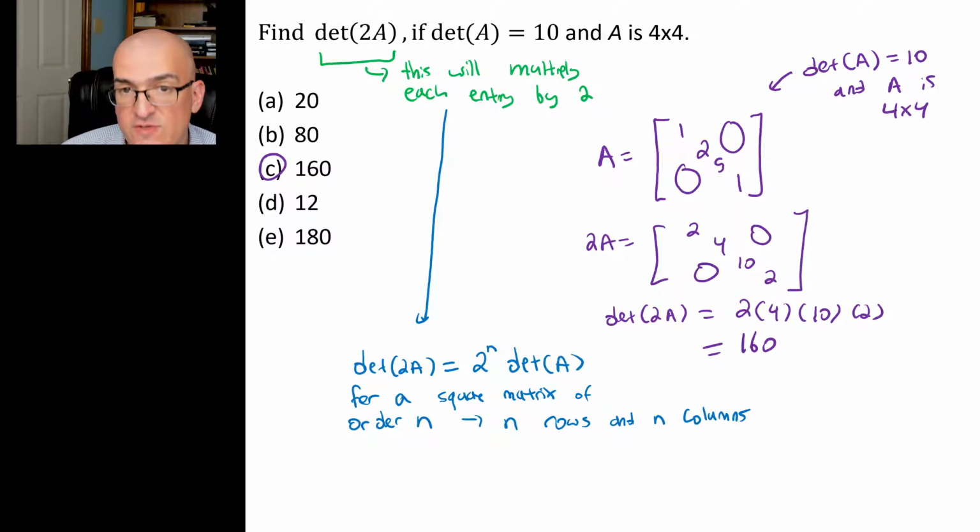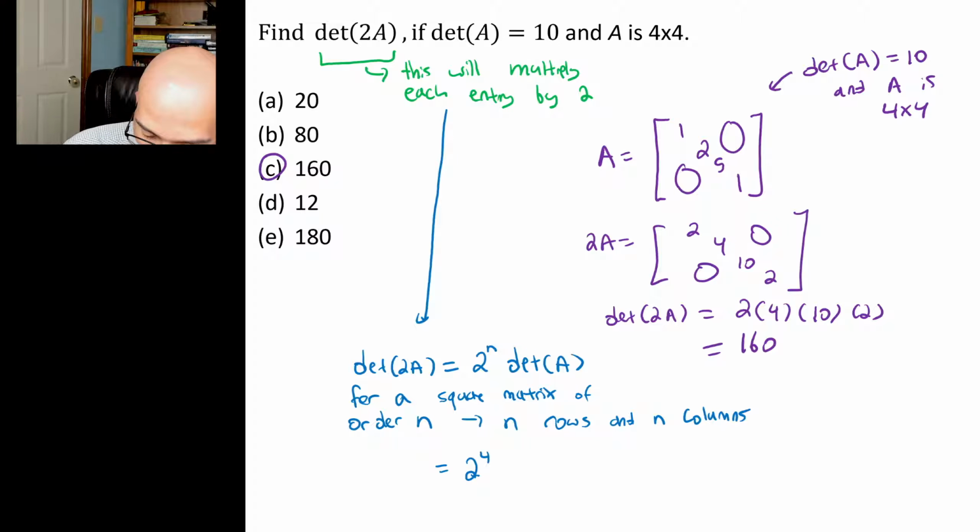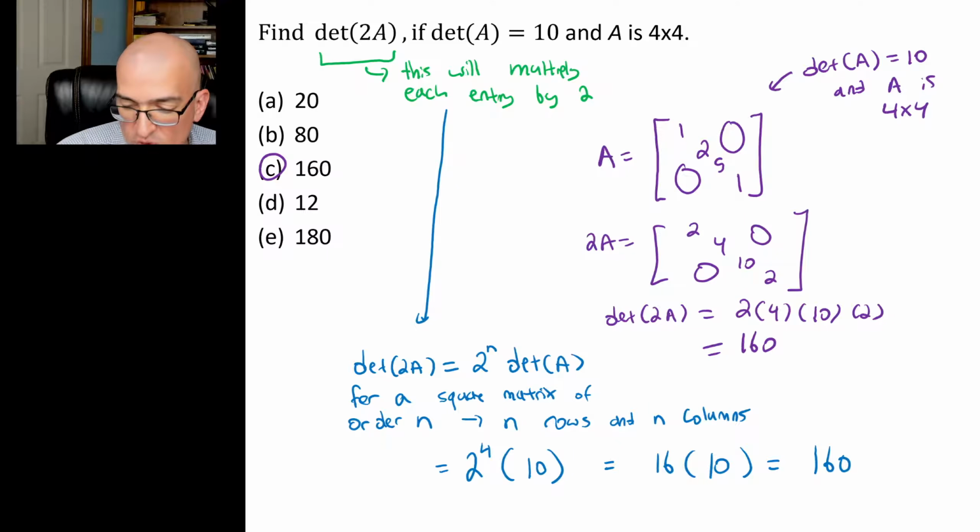The fact that this has 4 rows and 4 columns, so it's an order 4 matrix, means I have 2 to the power 4 out front. So 2 to the power 4 times the determinant of A, so times 10, so 16 times 10, which is 160. So that's the shortcut to the shortcut.